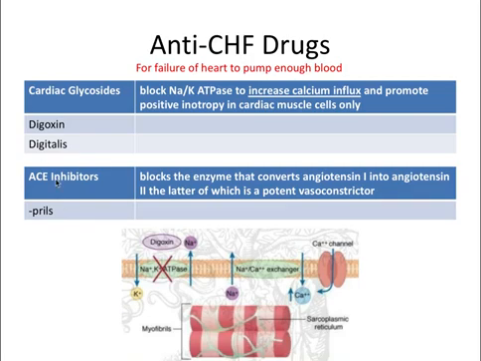Now here we go again with some more overlap. ACE inhibitors and even angiotensin 2 receptor blockers from just a few slides ago block angiotensin 2 in order to keep blood pressure low. And this limits the strain on the heart. So again, more evidence of this notable overlap among these cardiovascular drugs in terms of their application.